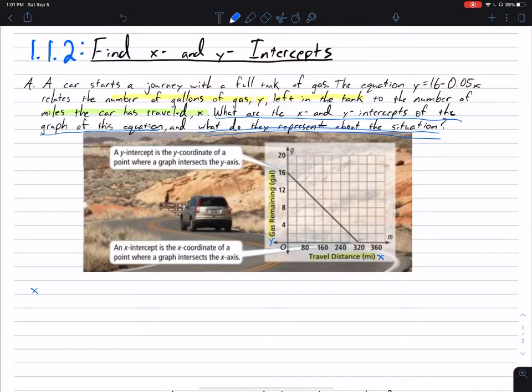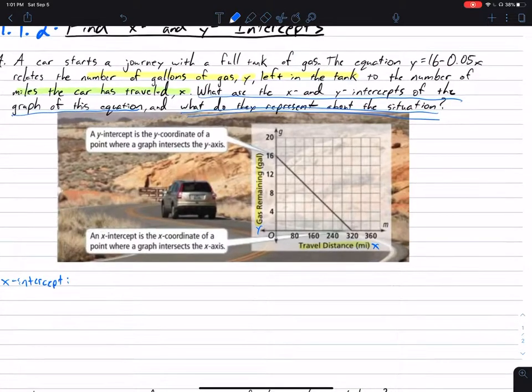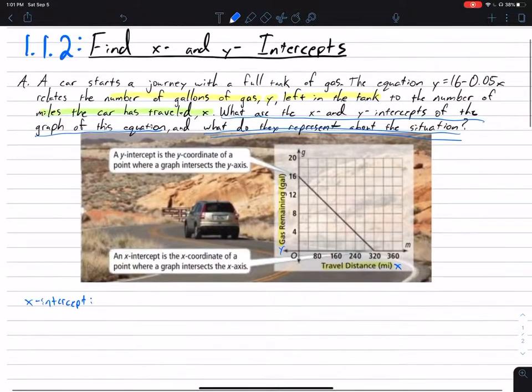Okay, so let's start with the X-intercept. All right, our X-intercept is where the equation crosses the X-axis. So my X-axis down here, where does the graph cross? Well, it crosses right here, and that's at 320. So my X-intercept is 320.